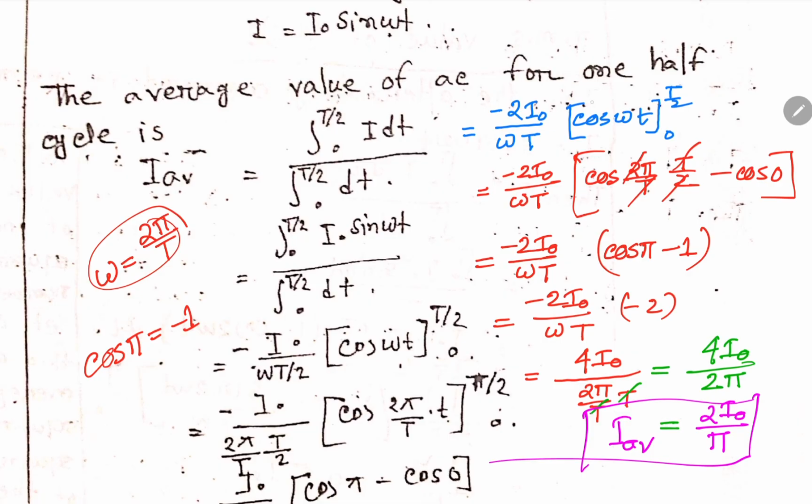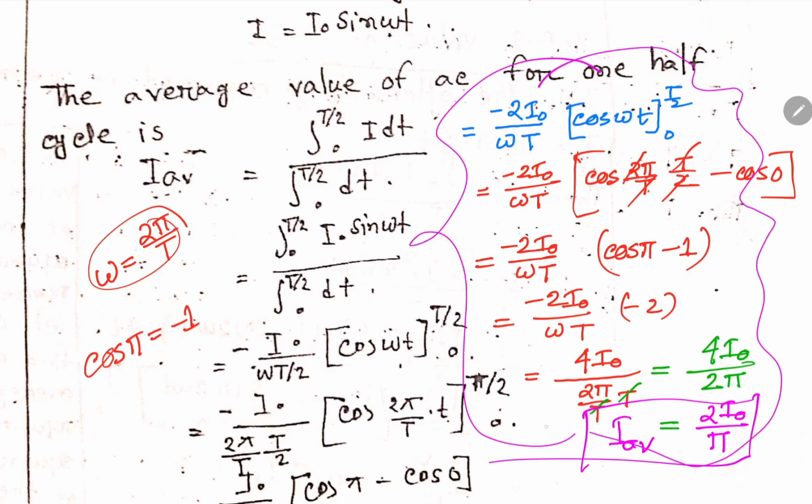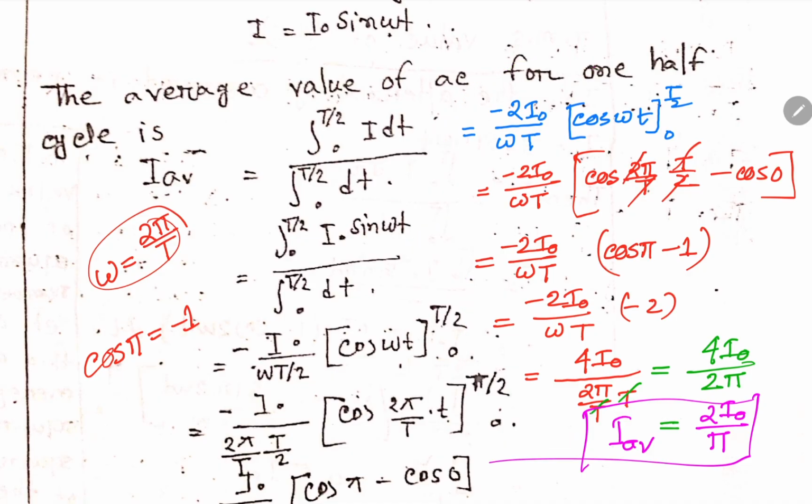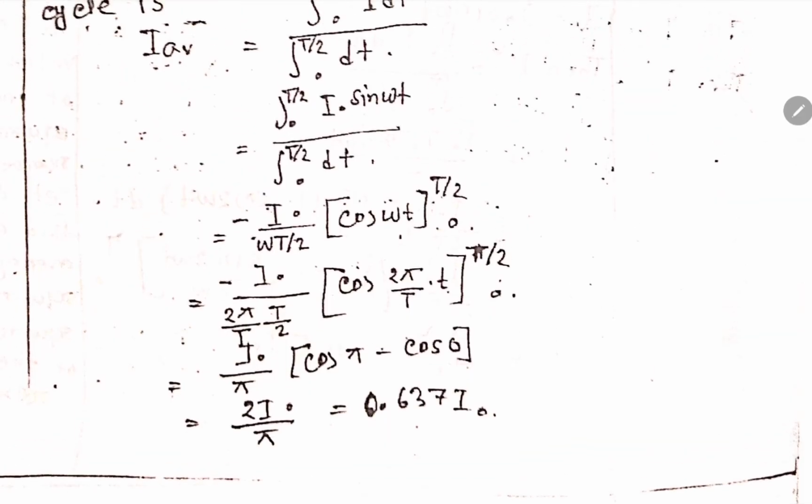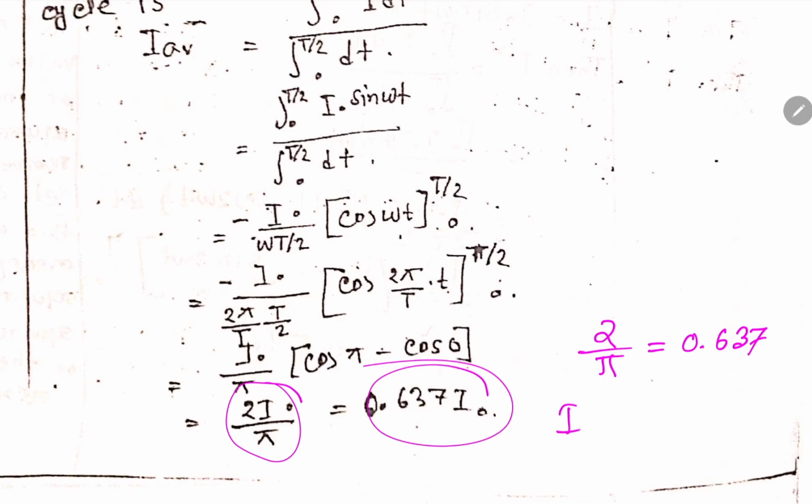The things that I have said here, this is just some mathematical calculation. You can do it if you are confident enough. You can do it yourself. So this is the average. So let's check out. Yes, it is indeed 2 I naught divided by pi, and if you take a calculator, you divide 2 with pi, you get 0.637. Okay, so this is the average value. I average is 0.637 I naught. I naught is the peak current, the highest current or peak value of current.